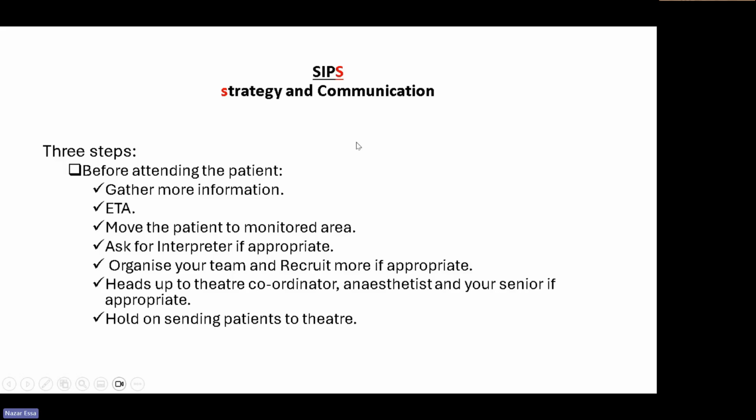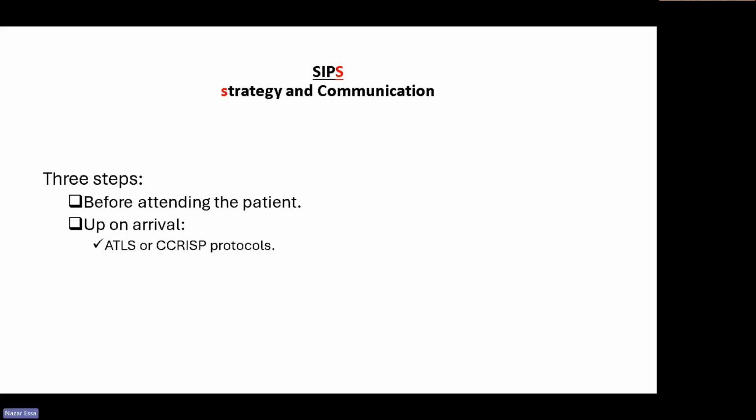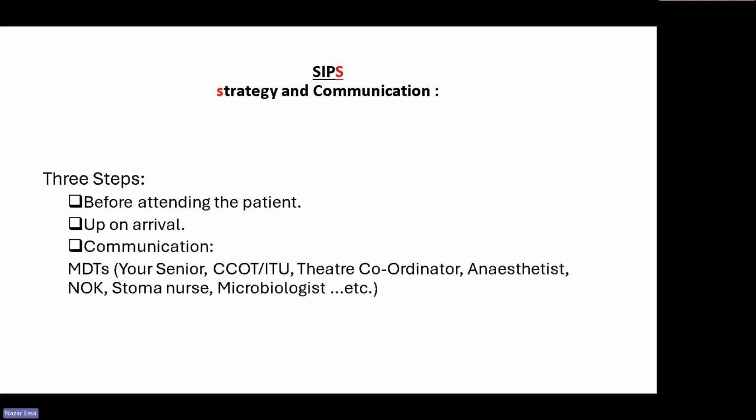So there are a few things, and all of these things will come from situational awareness. When you make yourself fully aware of the scenario and the situation, you will be able to predict what are the things that you need to do before attending your patient. And then, as I said, on arrival, either you will go for ATLS if it is polytrauma, or you go for CCRISP if it is a surgically unwell patient.